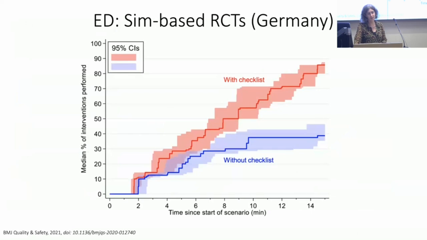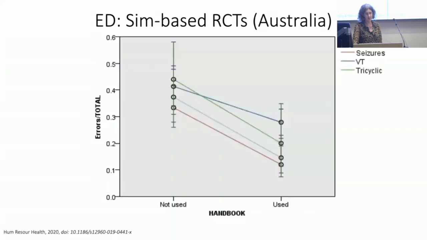Here's some work from our ED colleagues in Germany who've gotten really interested in the subject and contributed a bunch to the literature, showing with and without checklists the median percent of the interventions performed. So hopefully from these different demonstrations of the quantitative data, you're seeing this in different ways and hearing the same story. In Australia, ED sim-based RCTs, both pediatric and adults, for numerous events, are showing not used versus used and the total errors.